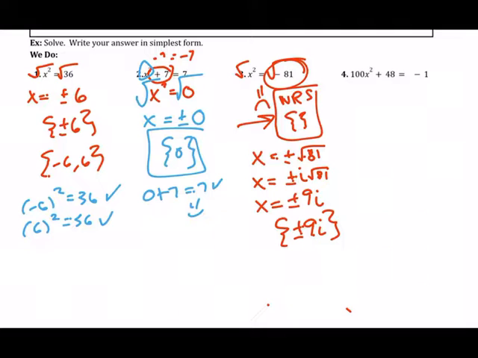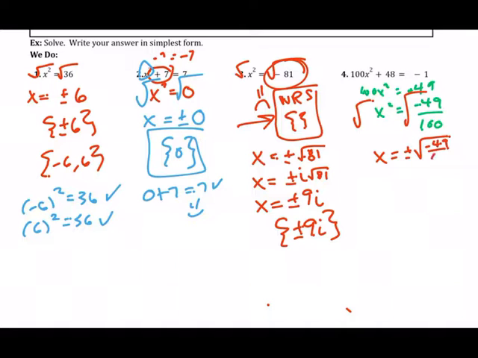Okay, so hopefully you paused the video and took the time to do this. I'm going to subtract 48 on both sides. That's going to give us 100x squared equals negative 49. I'm going to divide by 100, so x squared equals negative 49 over 100. I have isolated the squared term, so now I need to square root both sides. So x is going to equal plus or minus the square root of a negative number. That means no real solution, which is the acceptable answer here.